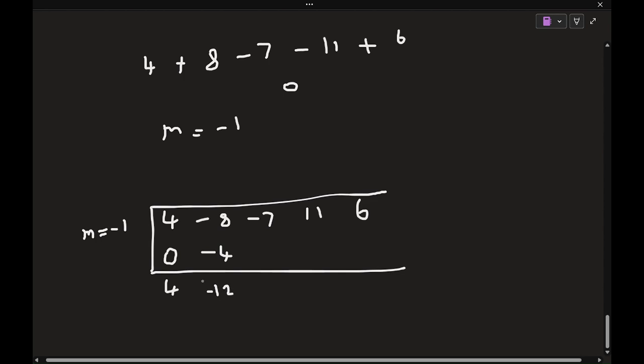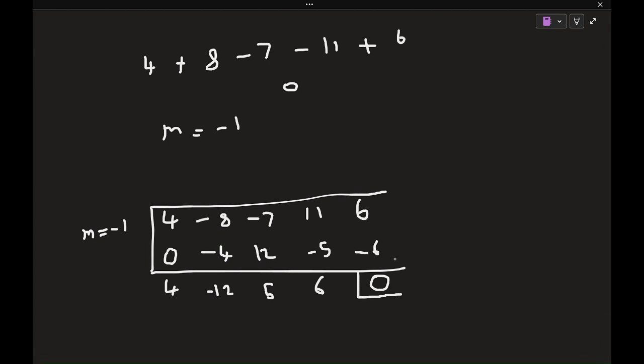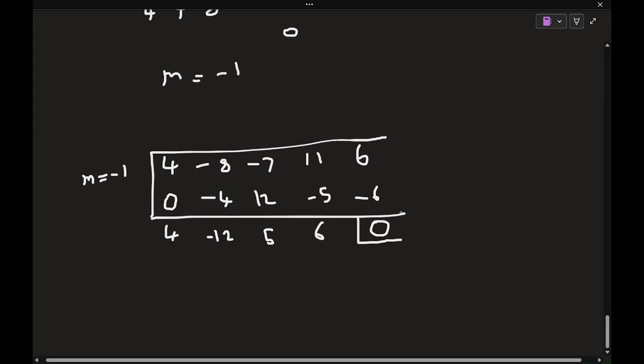Again -12 into -1 is +12. -7 plus 12 is 5. 5 into -1 is -5. 11 minus 5 is 6. 6 into -1 is -6. 6 minus 6 is 0. Now your final term should always be 0, no matter what. If you don't get 0, then you have to repeat the process and check where you went wrong. In this method, your last term should always be 0.